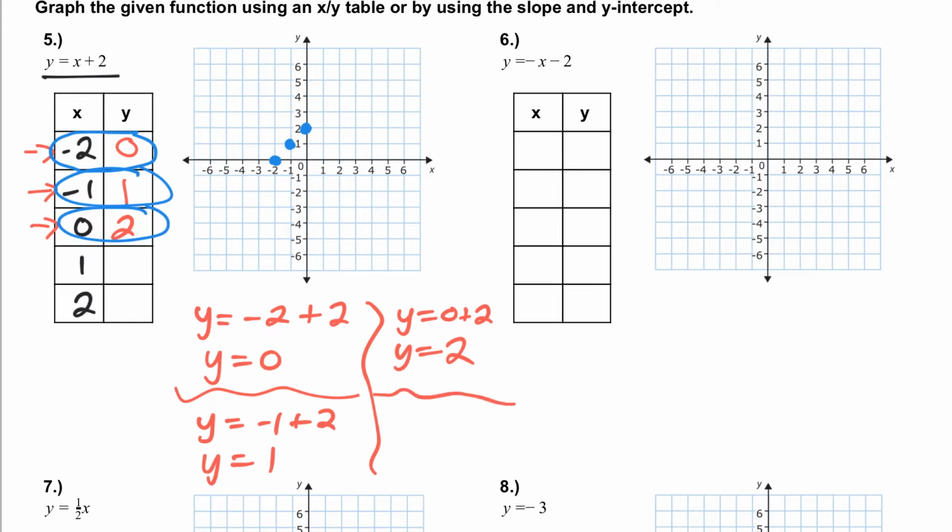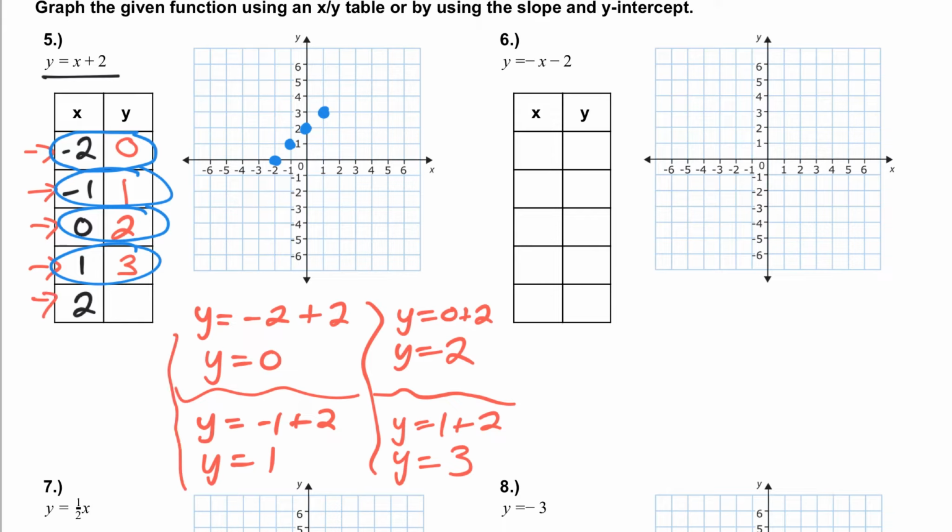Next value we're going to plug in is 1 for x. If we plug 1 in for x, we get y is equal to 1 plus 2, and 1 plus 2 gives us the value 3. So when x is 1, y is equal to 3, or the point 1 comma 3, which means we're going to go to the right 1 and up 3, and there's the next point on our graph.